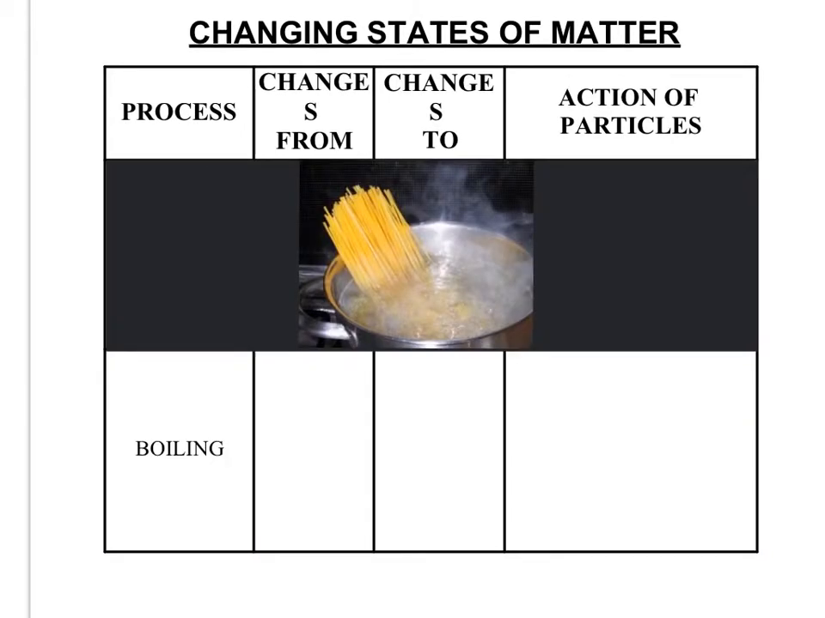So now we're looking at the process of boiling. All right, so we've got this spaghetti that we're cooking. What state of matter is that pot of boiling spaghetti changing from? And what state of matter is it changing to? Notice the steam that's rising in the background from that pot of cooked spaghetti. All right, hit pause so you can figure out the states of matter from and to. Solid, liquid, gas are your options. And remember, we are not filling in the action of particles at this time.